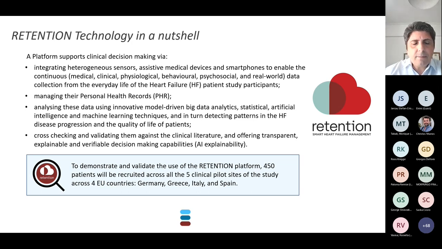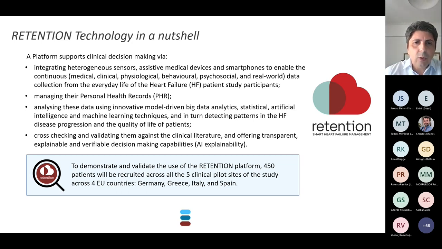In addition, we are also combining this raw data with personal health records, and in turn, those are to be analyzed using innovative model-driven big data analytics, as with the previous project, aiming to detect some sort of patterns that will improve the quality of life of patients. Results of those analytics will be accompanied by information and metrics that allow primarily the clinicians to comprehend the results of those analytics created by the machine learning projects, and this is the part of AI explainability.